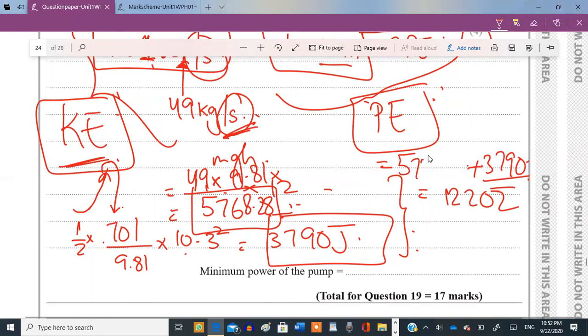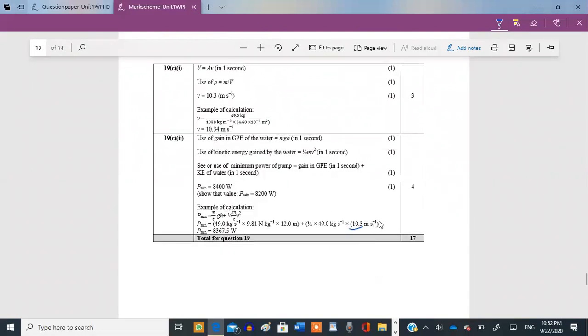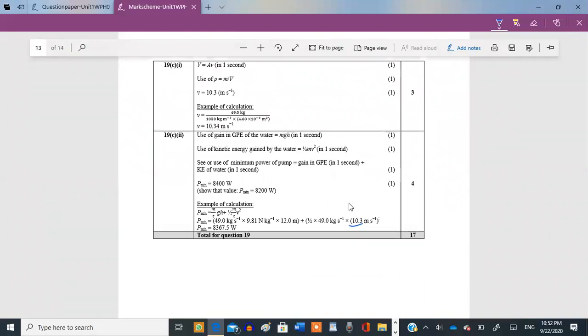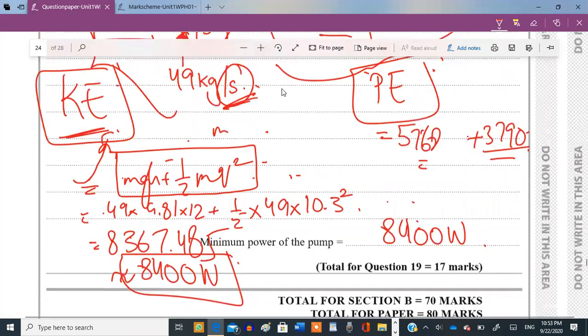Add the 3790. 5768. 49 into 9.81 into 12 plus half times m times v squared. They didn't square it in the marking scheme. I think this is a misprint, but this should be squared. Okay, the potential energy plus the kinetic energy of the water which is ejected. Okay, they want us to find the work done by the pump.